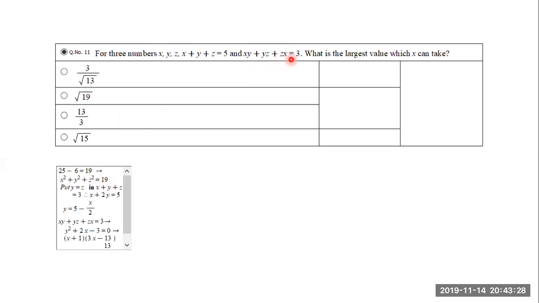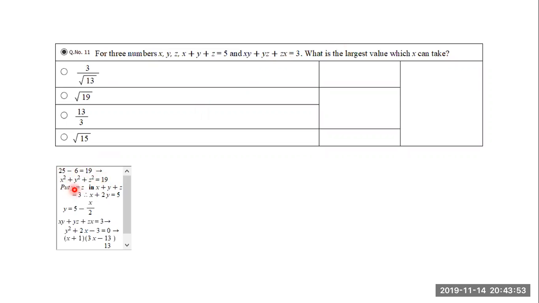xy plus yz plus zx is equal to 6. Right? 2 times (xy plus yz plus zx) is 12. And x squared plus y squared plus z squared is what? It is equal to (x plus y plus z) whole squared, which is 25, minus twice (xy plus yz plus zx), which is 6, therefore is equal to 19. Is it clear?